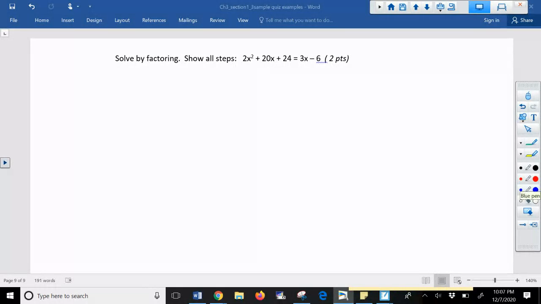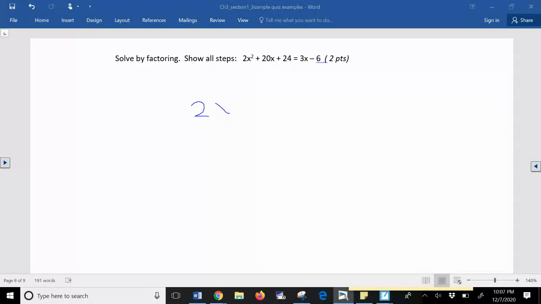All right, so my first step is to subtract 3x from both sides. 3x from 20x would be 17x. Adding 6 to both sides, I would get 30. And that's how I would subtract 3x and add 6 to both sides.